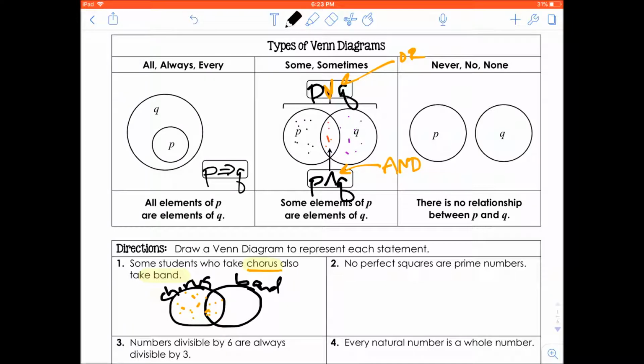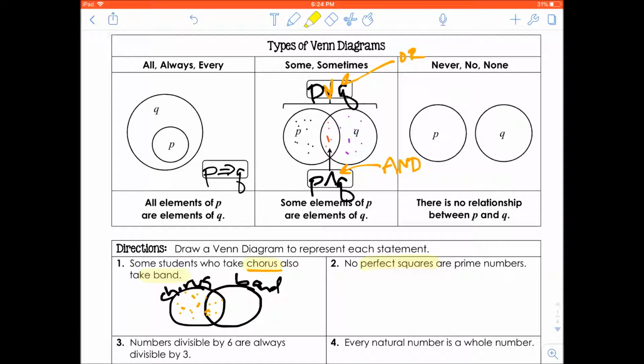No perfect squares are prime numbers. So what are our two categories? We're talking about perfect squares. Do you know what perfect squares are? Well, what does it mean to square something in math? It means to multiply it by itself. Perfect squares are like 2 squared, which is 4, 3 squared, which is 9, 4 squared, which is 16. So like 4, 9, 16, 25, 36. Those are all perfect squares.